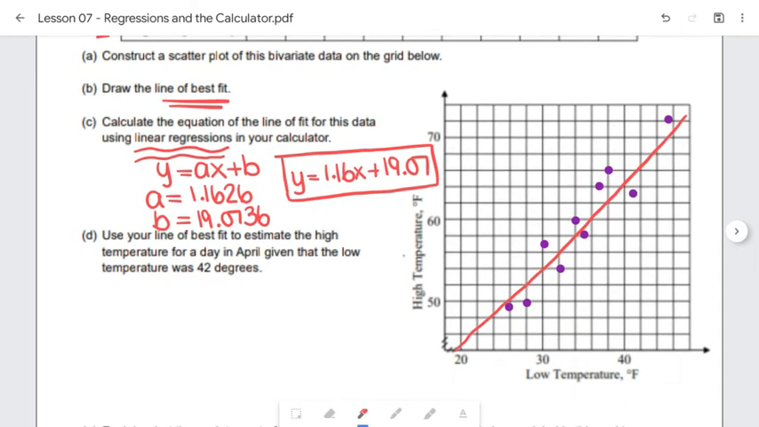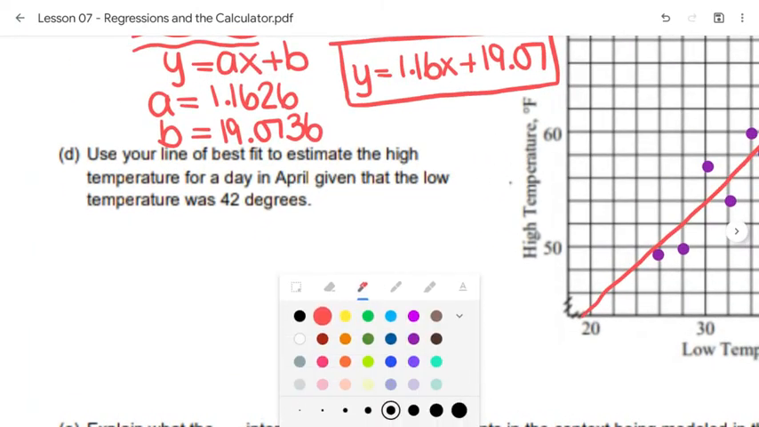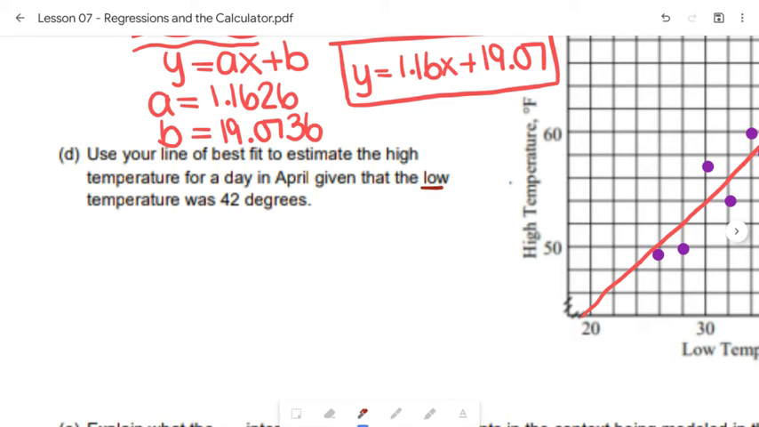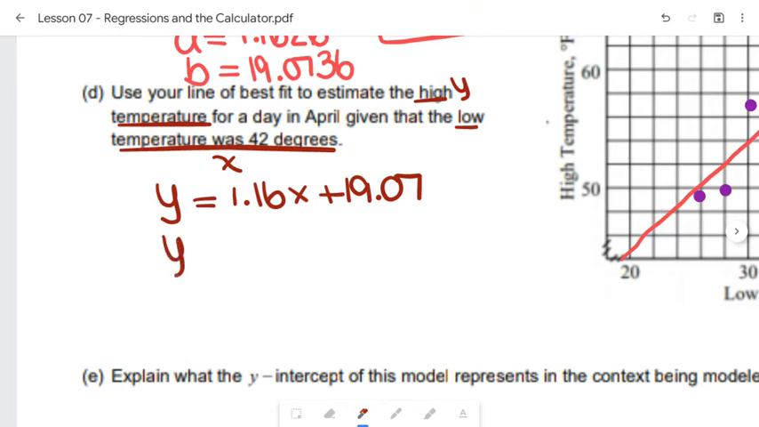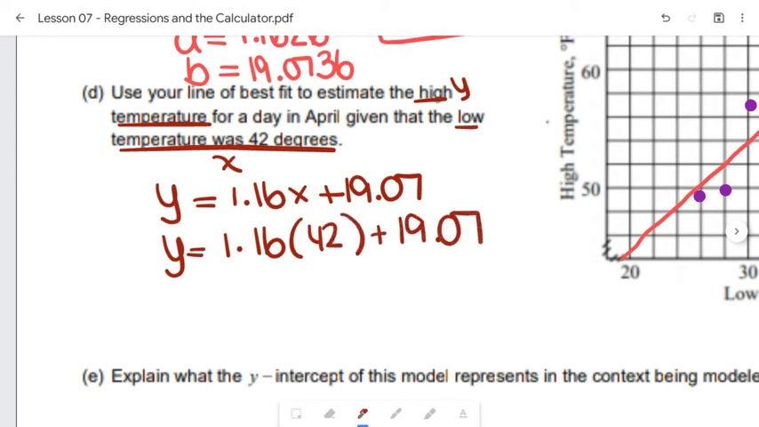So now if I use that line of best fit to estimate the high temperature for a day that gives us a low temperature of 42. Remember, when we're thinking about that, the low temperature is my x value. The high temperature is my y. So I'm just thinking about this equation, y equals 1.16x plus 19.07. If we plug in 42, we want to know what we would get out. So again, I'm plugging that right into the calculator.